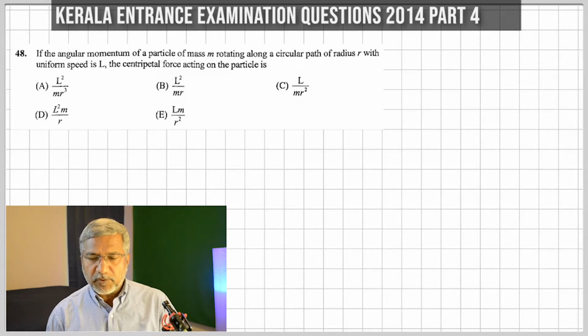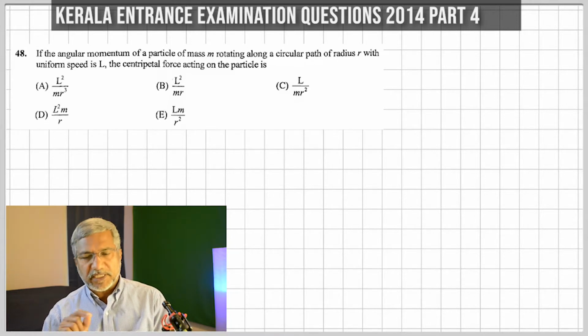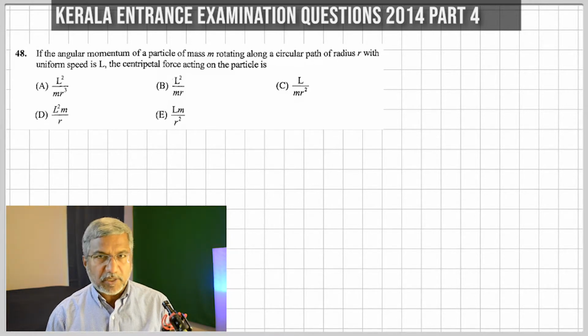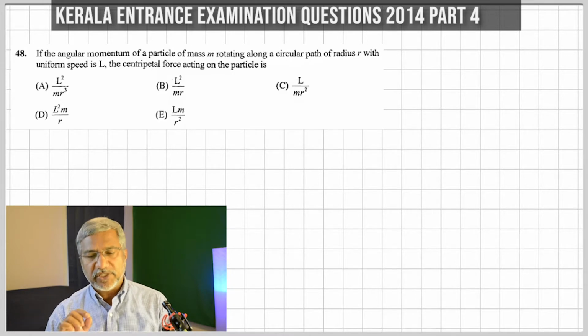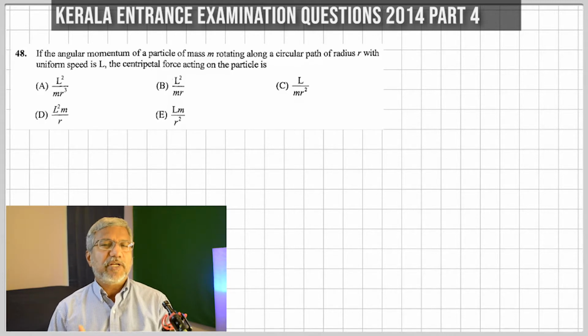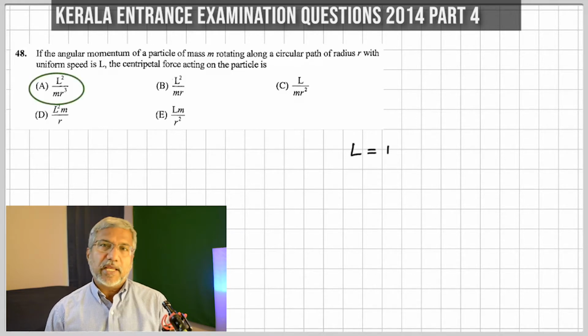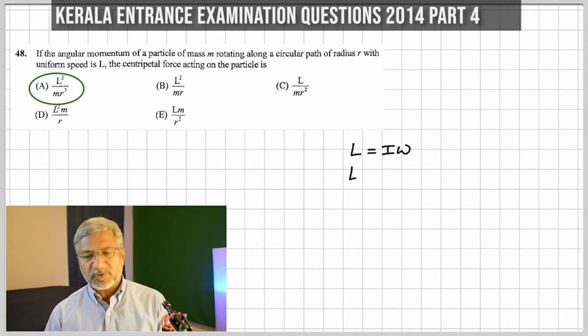48. If the angular momentum of a particle of mass m rotating along a circular path of radius r with a uniform speed is L, so the angular momentum is L, mass is m, it's a particle moving in a circular path of radius r, then the centripetal force acting on the particle is. So we have to find the centripetal force. Centripetal force is mass times velocity squared by radius. We'll start from there.